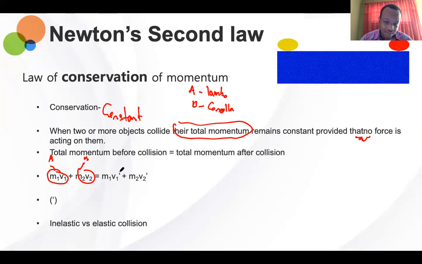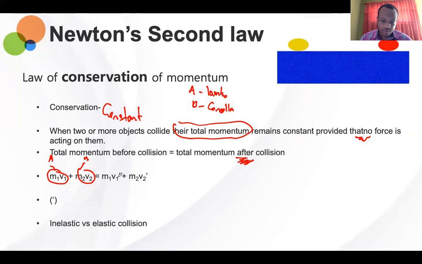Now, what does this little tilde mean? What does that mean? The little tilde right here. It means after. In this case, it's V apostrophe, because the object should be moving. The object would be moving, right?